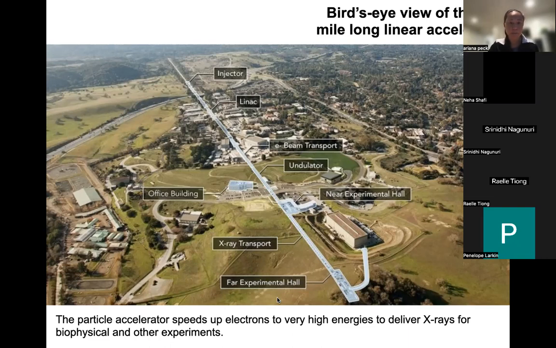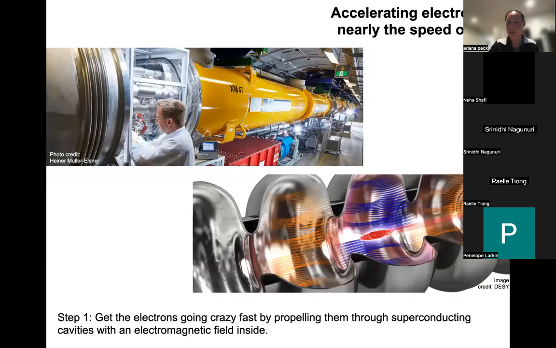And so we have this particle accelerator ultimately to deliver X-rays, but initially we actually have to start with electrons in order to emit the X-rays in the first place. So step one of this entire process is to get the electrons going really crazy fast. So we want them to be going almost the speed of light by the time we're done with them.